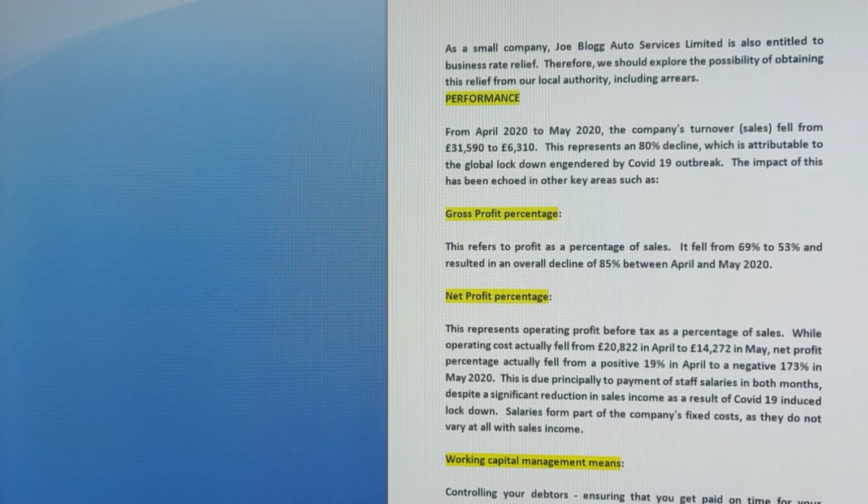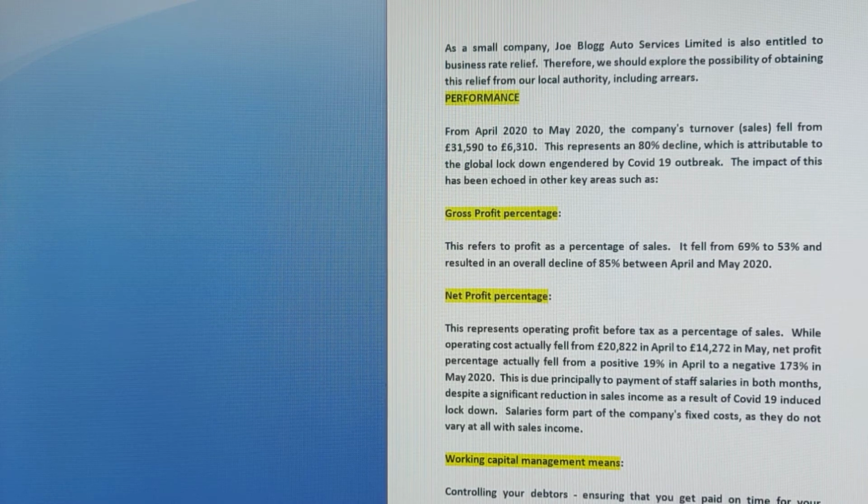They are called fixed costs. Okay? Those are costs that cannot be avoided, even if we don't generate any income at all. This is due principally to payment of staff salaries in both months, despite a significant reduction in sales income as a result of the COVID-19 induced lockdown. Salaries form part of the company's fixed costs, as they do not vary at all with sales income.